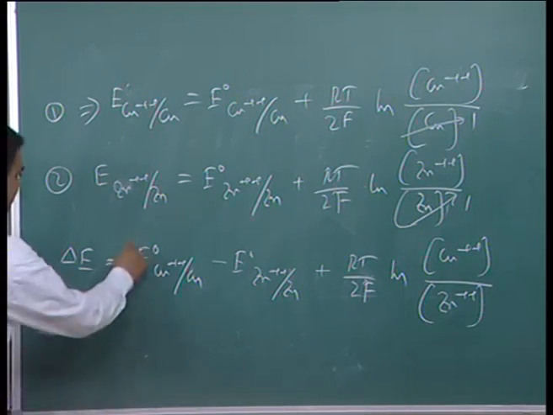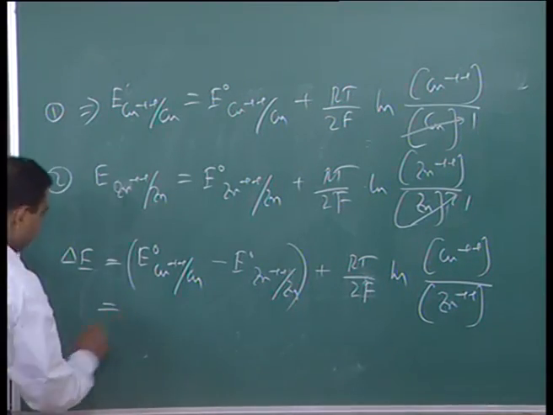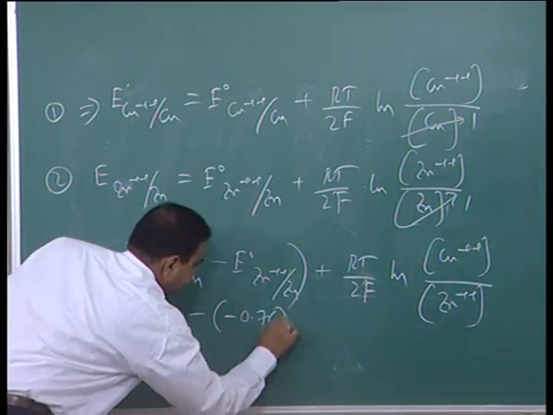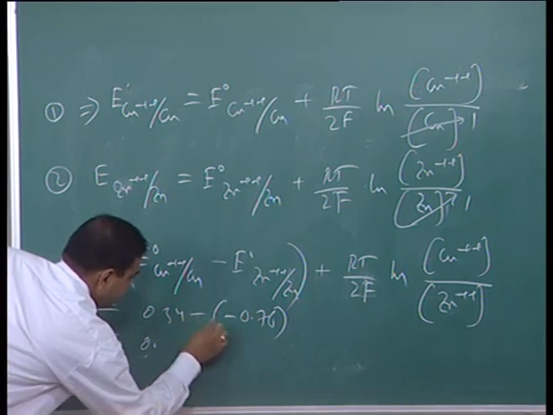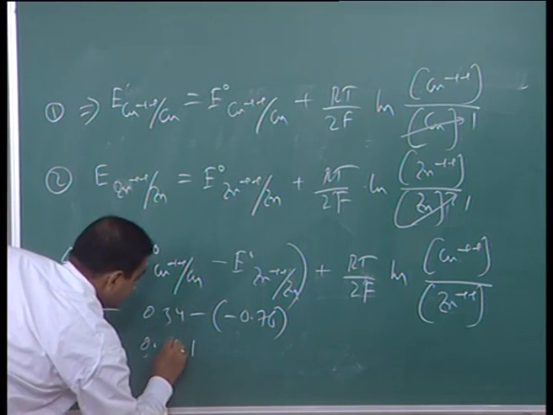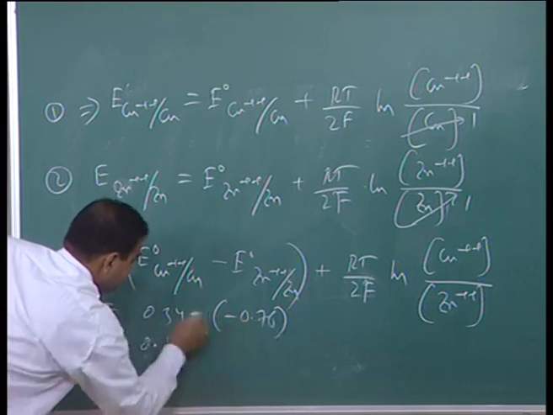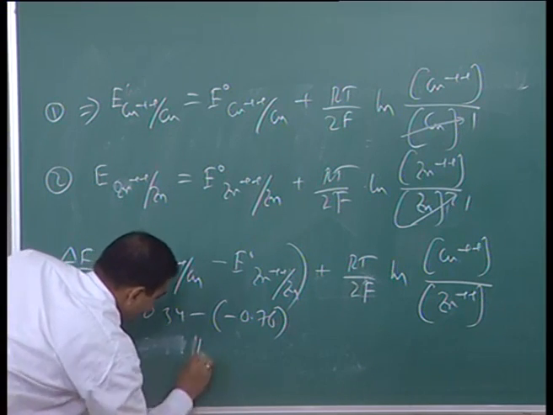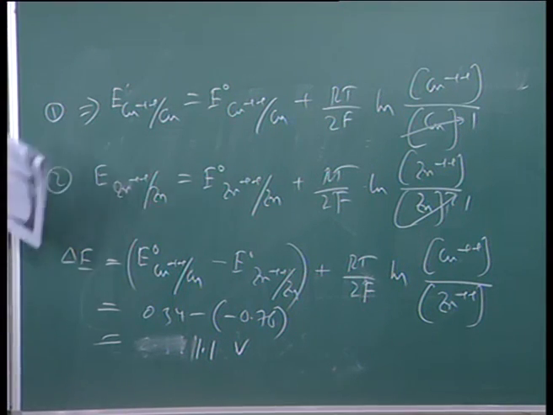Now, if these are at unit activities, this would always be 0.34 minus minus 0.76, so it would be 1.1 volt. So this is positive. If this is positive, it is a spontaneous reaction. We have seen the relation.